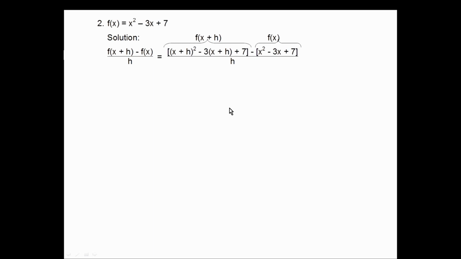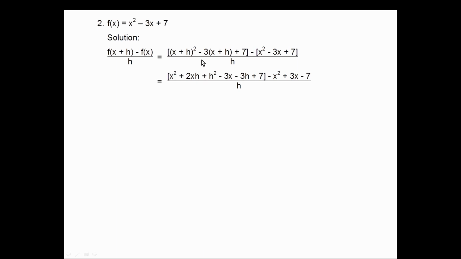Okay, we now want to expand the numerator. So I'm going to distribute that minus sign. I'll distribute the minus 3, and we're going to square the x plus h. Now, if you cannot remember how to square a binomial quickly, just do x plus h times x plus h and FOIL it out. Remember to square it quickly: square the first, twice the product, square the last. So that'll give me x squared plus 2xh plus h squared. So all this comes from squaring x plus h. Then when I distribute the minus 3, minus 3x minus 3h, then plus 7. And distribute that minus sign gives me minus x squared plus 3x minus 7.